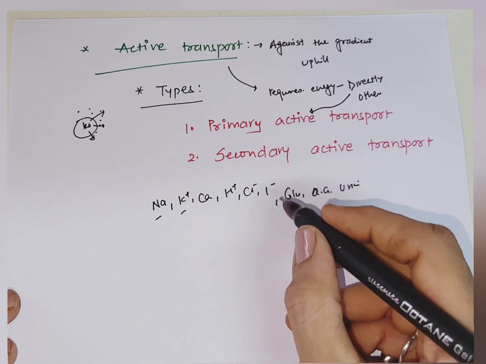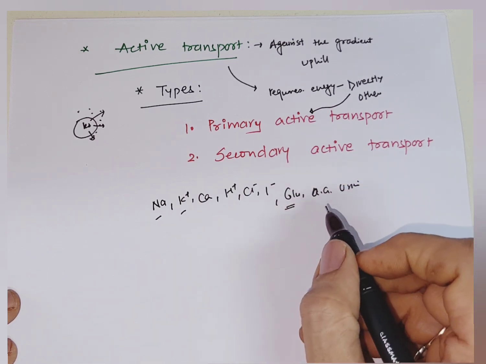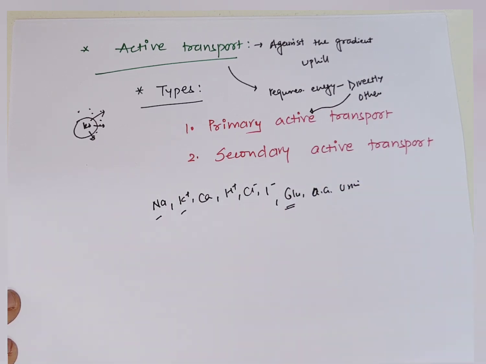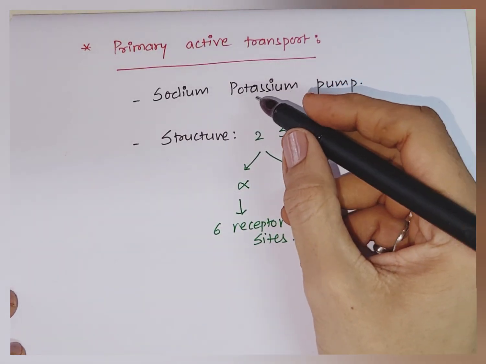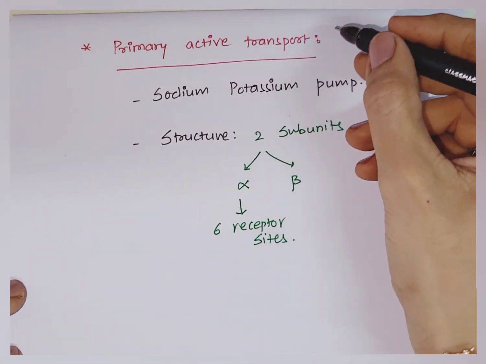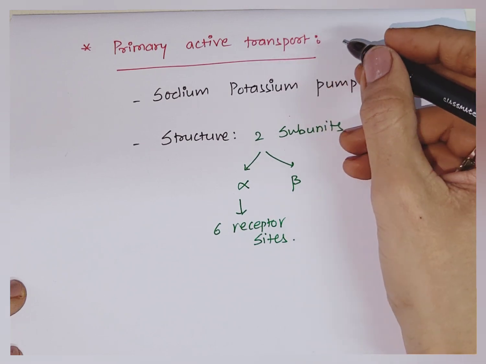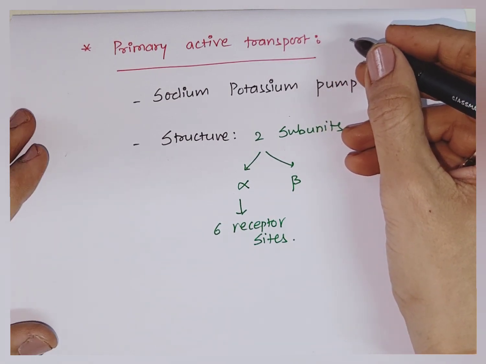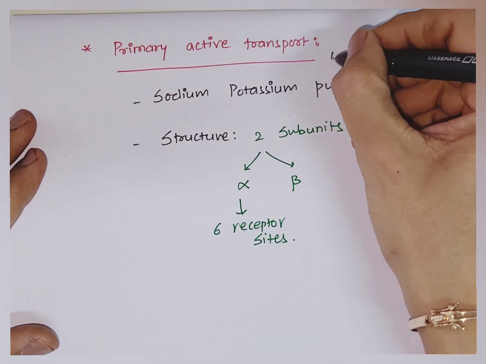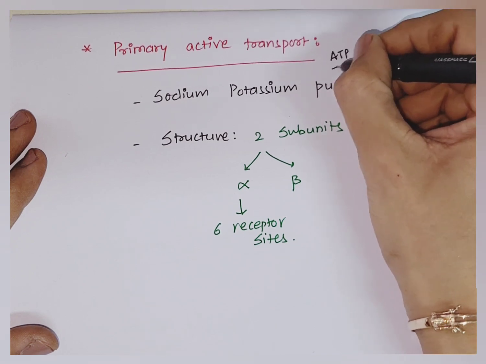For glucose also, active as well as facilitated diffusion, both are present. Now, primary active transport. Here, primary active transport means energy is required because it is active transport. But here this energy comes directly from the ATP. So it is known as primary active transport.